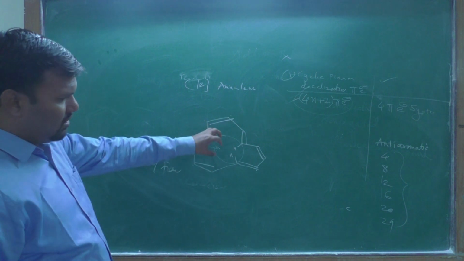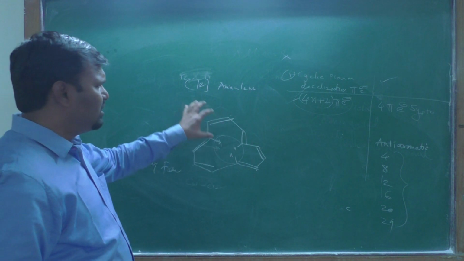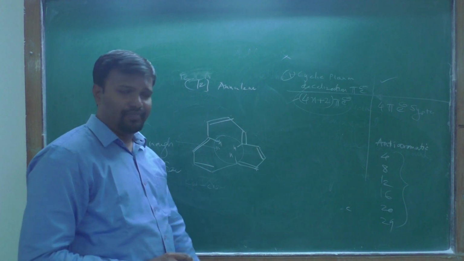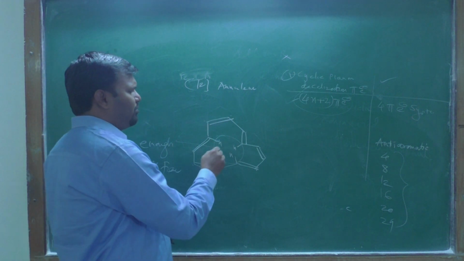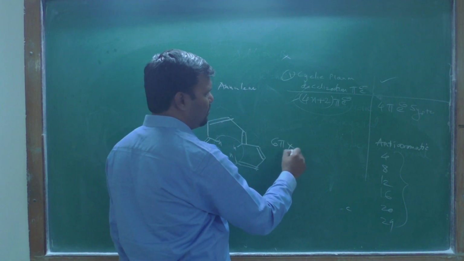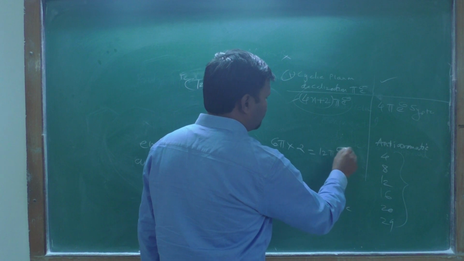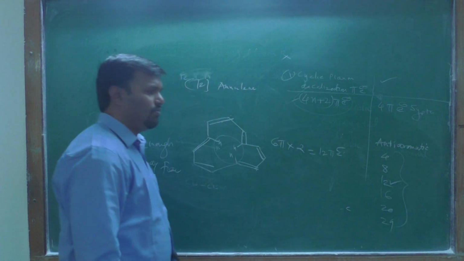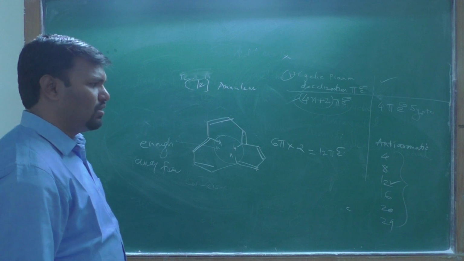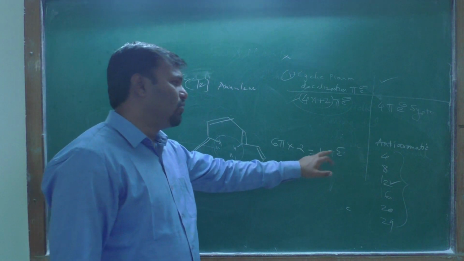Therefore, such steric strain is absent in the 12 annulene system. And the number of pi bonds, if you count 1, 2, 3, 4, 5, 6, is 6, into 2. It is having a 12 pi electron system. Okay, it came under the heading of anti-aromatic. It may be an anti-aromatic compound, as it is having the 12 pi electron system.